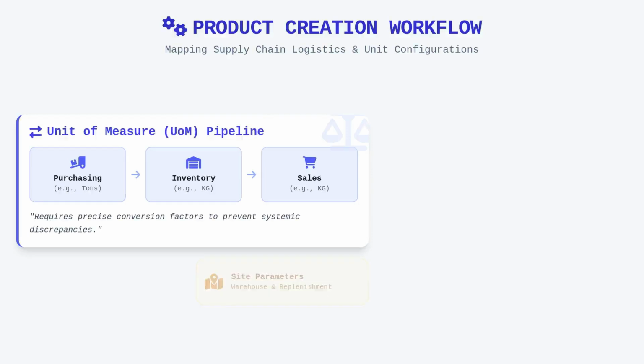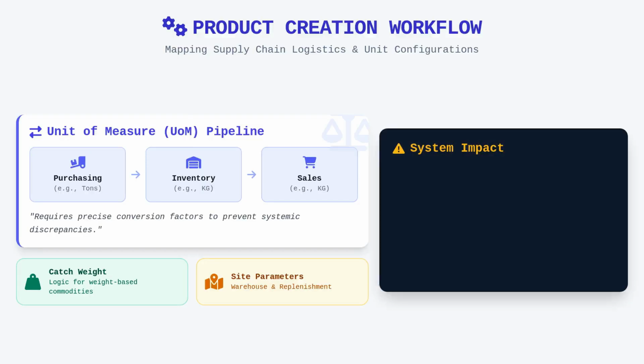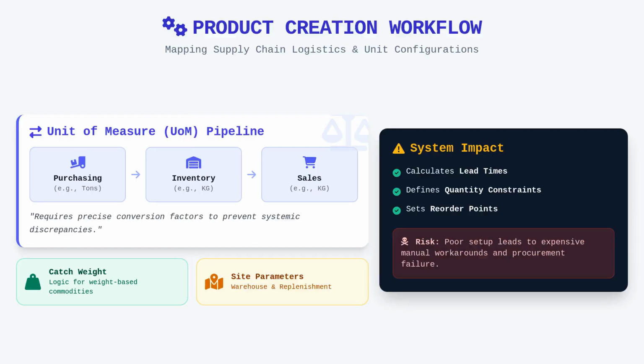Furthermore, settings such as site and warehouse parameters must be established to ensure the system knows where to look for stock and how to replenish it. If your business involves weight-based commodities, you will also need to engage with catch weight scenarios, which introduce another layer of unit logic. These configurations are not merely static settings. They are the parameters that the system logic uses to calculate lead times, quantity constraints, and reorder points. Ignoring these details during the initial setup will inevitably lead to discrepancies in procurement and sales processes, requiring expensive manual workarounds later.